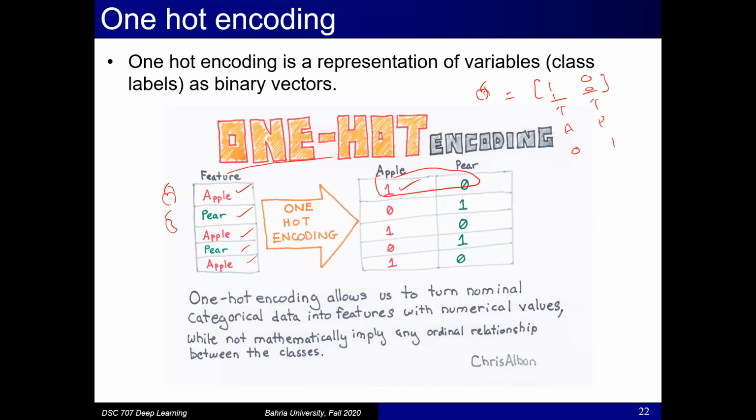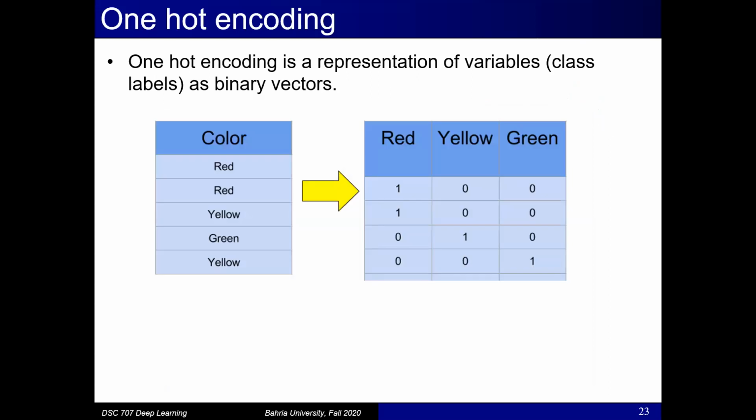So maybe it is not very intuitive to understand from a 2-class problem. So maybe from a 3-class problem it will make more sense, right? Let's suppose you have 3 classes: red, yellow and green. Since we have 3 classes, every vector will have a length of 3. You see, you have 3 values.